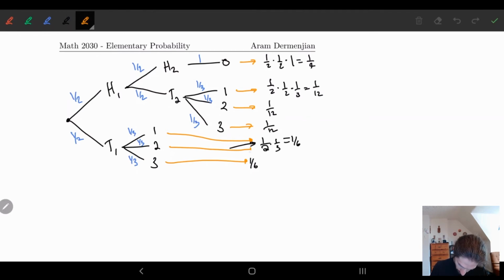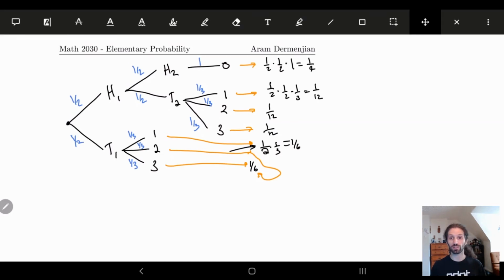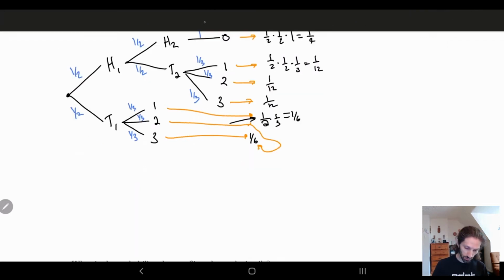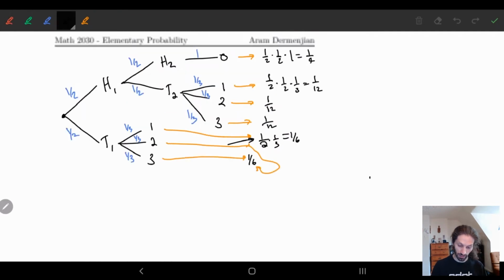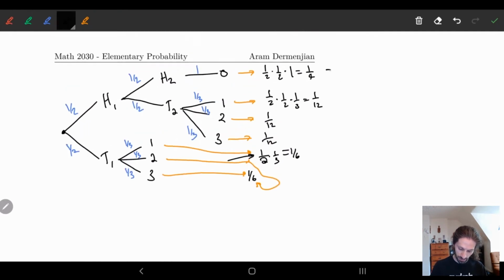This is also 1/6. Anyway, they're all 1/6. The tree diagram helps us because it allows us to really just multiply things. Remember what we're doing here, if we look at a given perspective: this is the probability of heads 1, times the probability of heads 2 given H1 already happened. And the third one is the probability that we get a 0, given that H1 and H2 happened. So it's the same thing here.